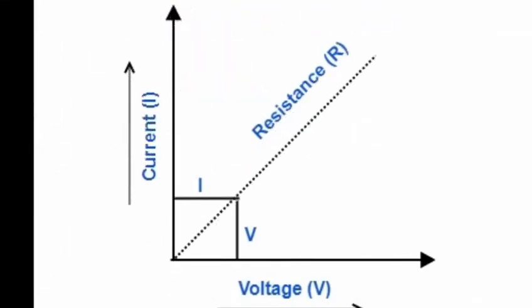And this can be shown in graphical form. If voltage is taken on the x-axis and current on the y-axis, we obtain a straight line passing through the origin, and the slope of this line will give the resistance. So the graph clearly depicts that by increasing the voltage, the current in a circuit also increases, and while decreasing the voltage, the current will automatically decrease.